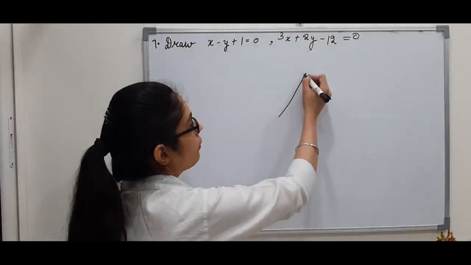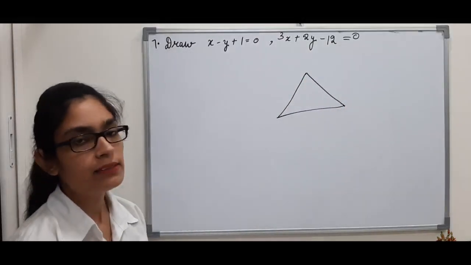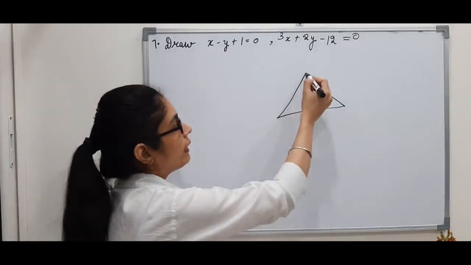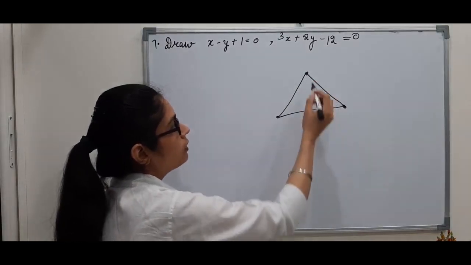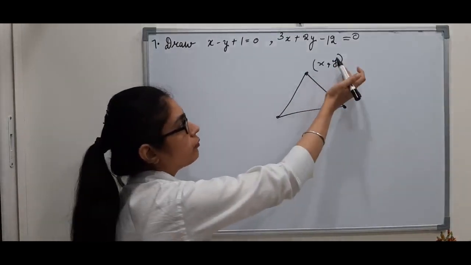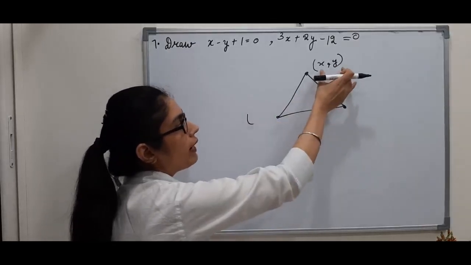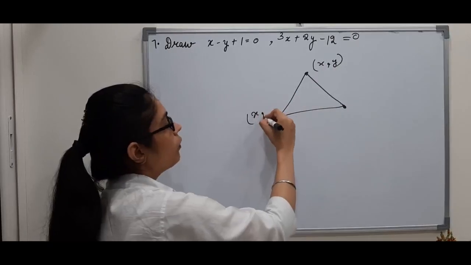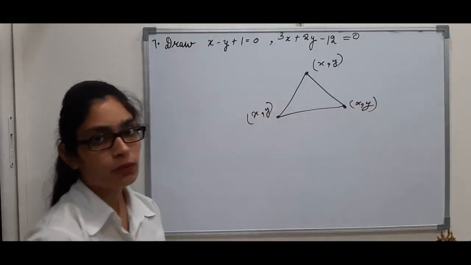See, this is my triangle. So once I draw a graph, on joining the two lines, I will get one triangle. I have to find the coordinates of these vertices of my triangle, the joining points. Coordinates means your x and y. X is ordinate, y is abscissa. So you have to find your coordinates for the vertices of the triangle. This is your last question.